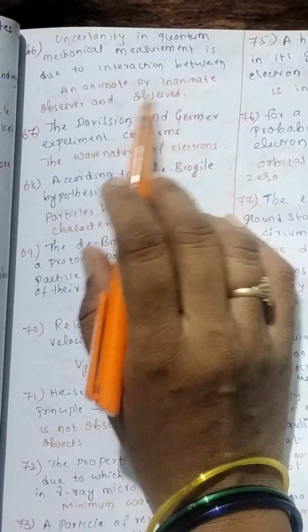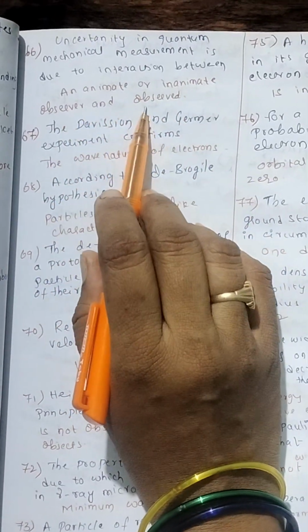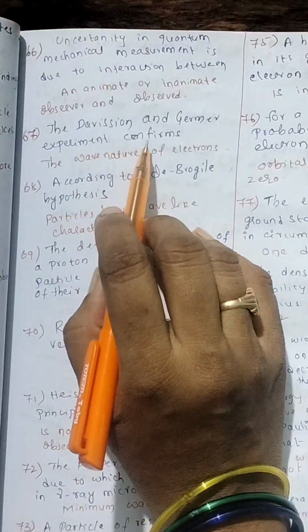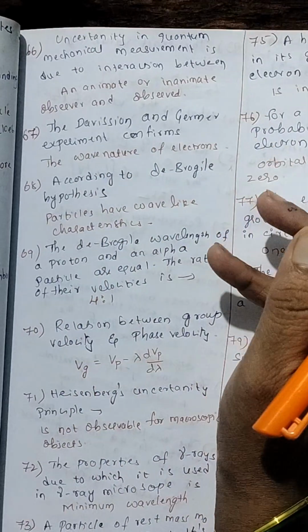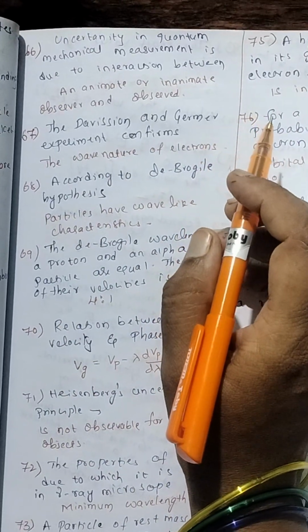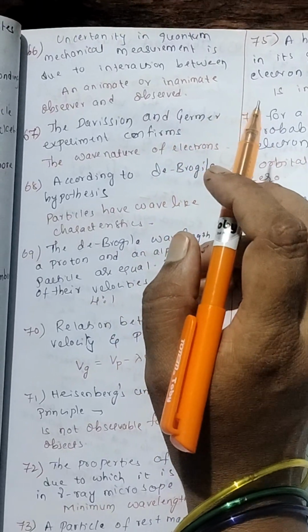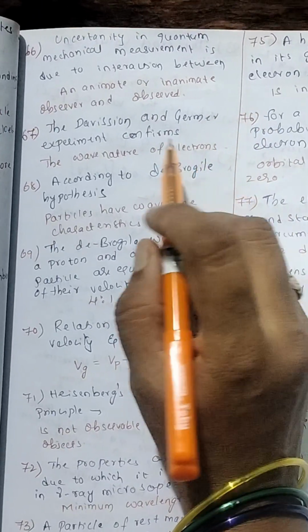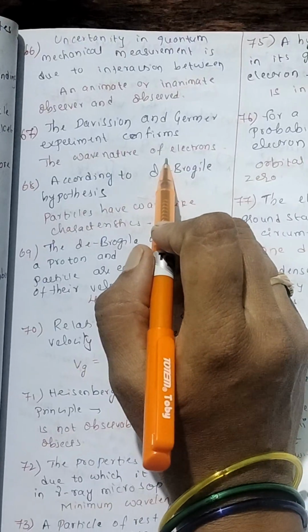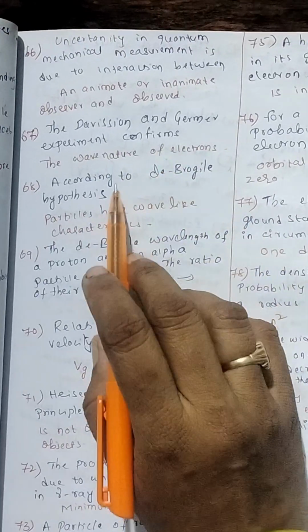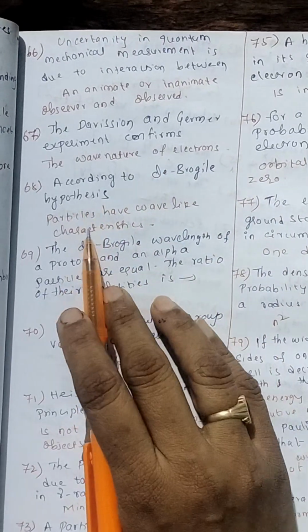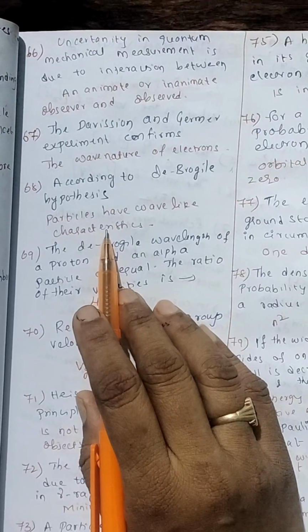an animate or inanimate observer and observed. The Davisson-Germer experiment confirms wave nature only. Electrons are having wave nature. Before the Davisson-Germer experiment, electrons were said to be particles in nature, but this experiment proved electrons have wave nature. According to the de Broglie hypothesis, what does it say?